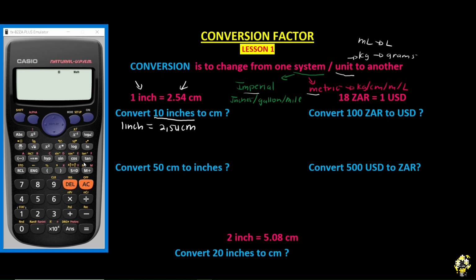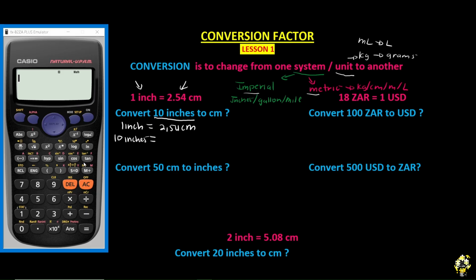Now go back to your conversion factor. On which side do I have the inches? Well, I have them on my left side. Since I have them on my left side, I'll go under my left side and write 10 inches. And then I put the equal sign again.